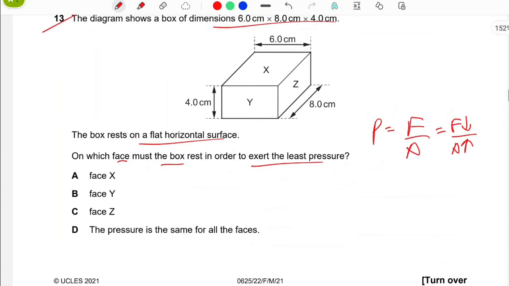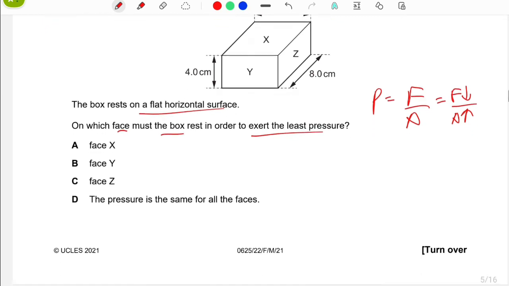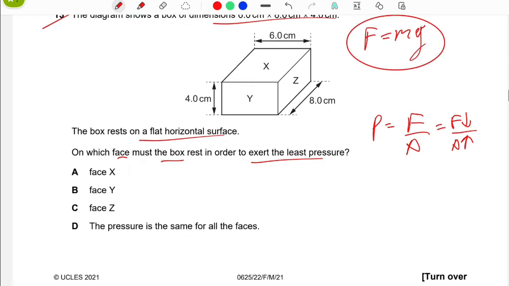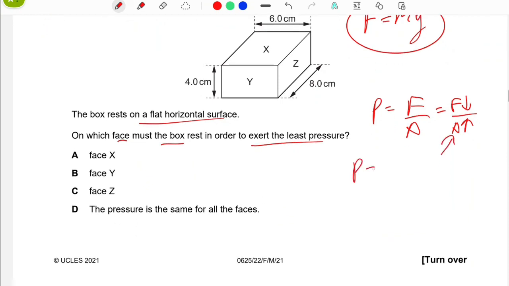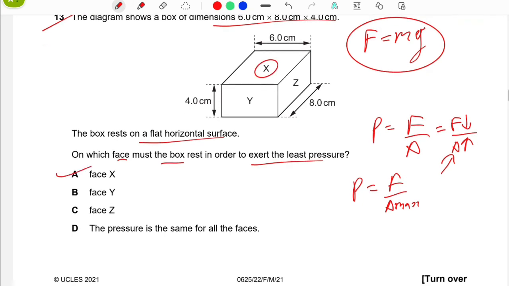But over here the force will be constant because the weight of the box will not change if we just keep it like this or like this or in any other way. So the force will be constant. I hope you know that force is equal to mg, because weight is also a force, that's why I am saying force will be constant. So now we will only depend on area. So area has to be maximum for least pressure, so pressure will be equal to force upon A max, and area will be maximum when we keep it on x side. So now option A will be the correct option.